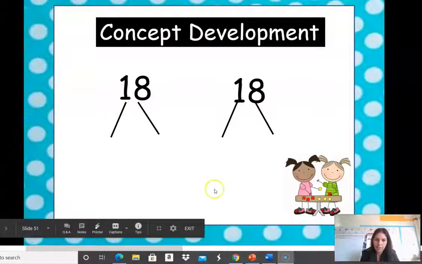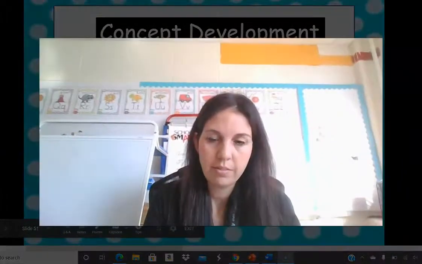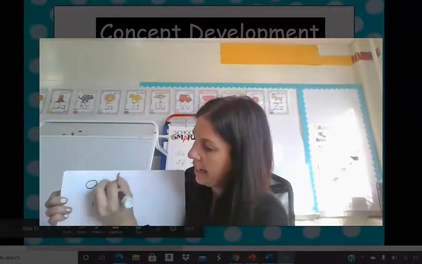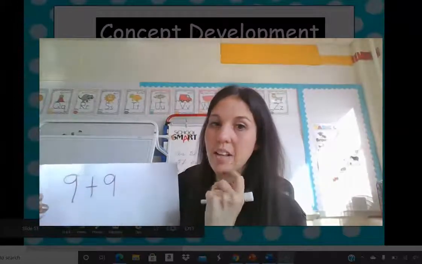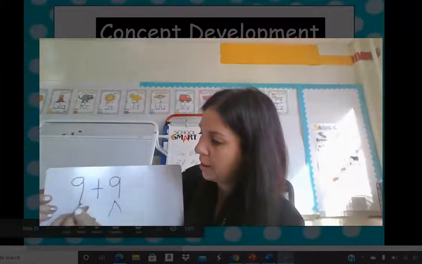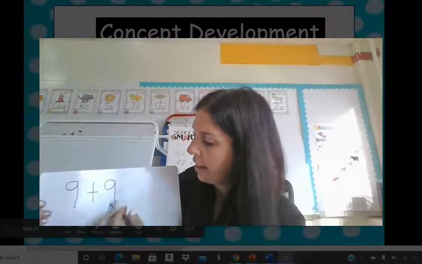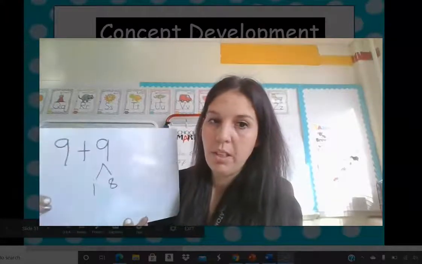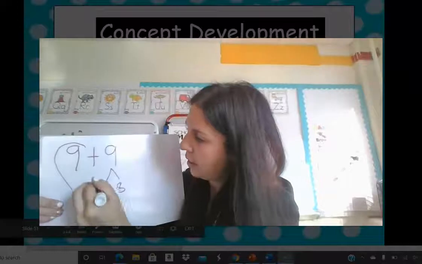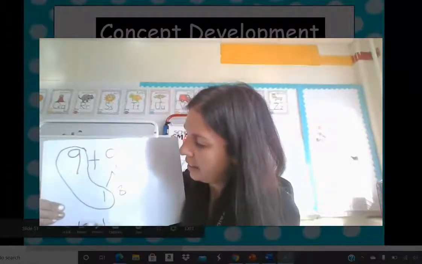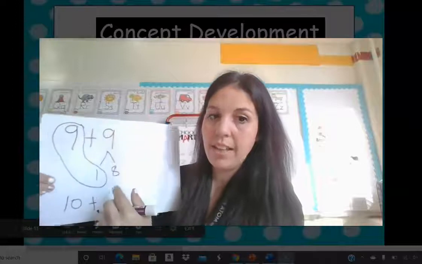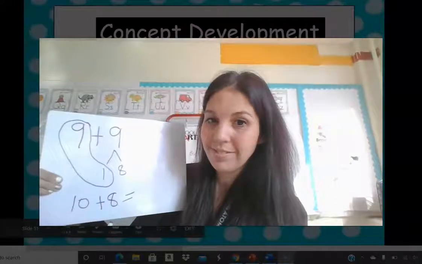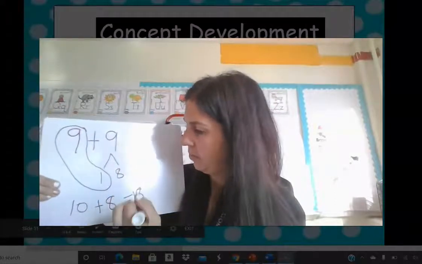Or we can write it down on our notebook. The problem is 9 plus 9. And so we only need one more to get to 10. And then if we take 1 from 9, we have 8 left. Okay? So now we have 9 and 1 gives us 10 plus 8 equals 18. Very good.